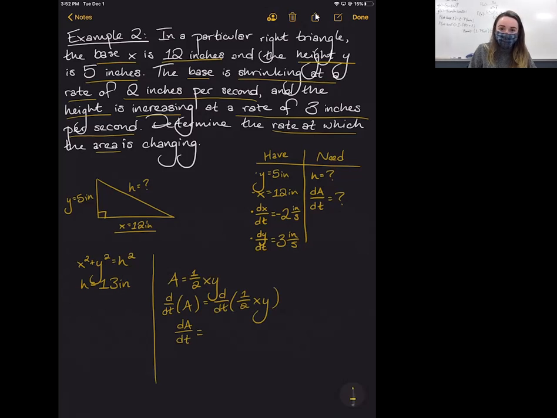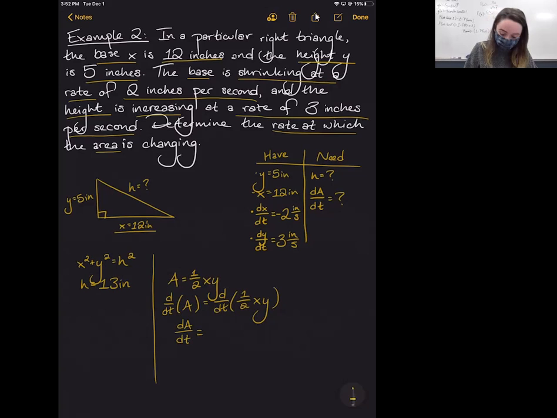Now, x, the length of the base, and y, the length of the height, are both changing over time. They are both functions of time. So I know we're going to need to use the chain rule, but also I see that it's x times y, a function times another function, so I'm going to have to use the product rule as well. Let's take this one step at a time. Product rule: first times derivative of second plus second times derivative of first.